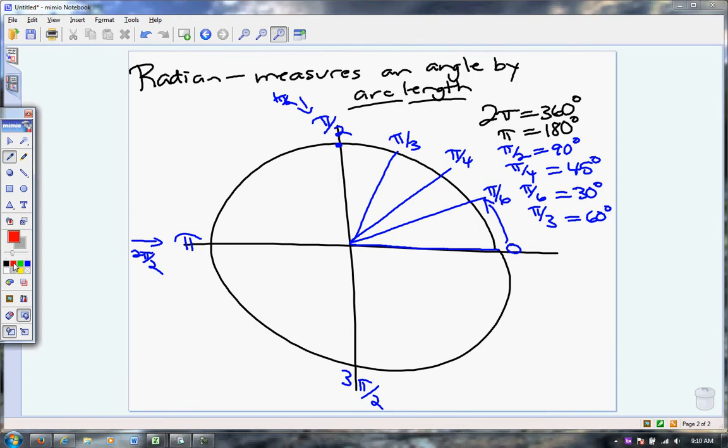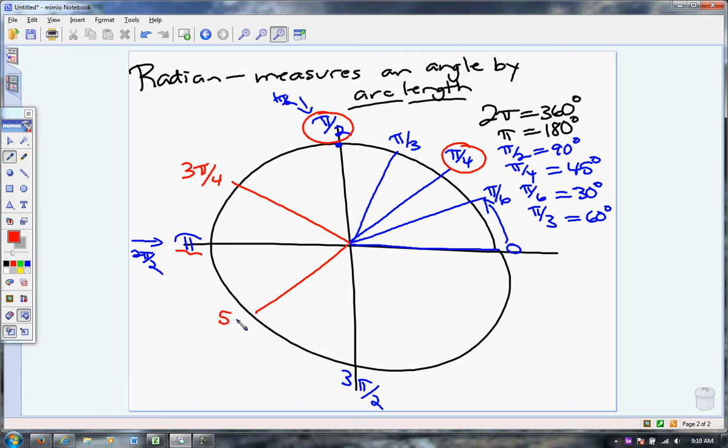Let's look at the pi fourths. Pi fourths is the same thing as 45. So 2 pi fourths would put me right here at pi halves. 3 pi fourths would put me right here at 135 degrees. 4 pi fourths would put me at pi. 5 pi fourths would put me down here at 180 plus 45, this would be like 225 degrees.